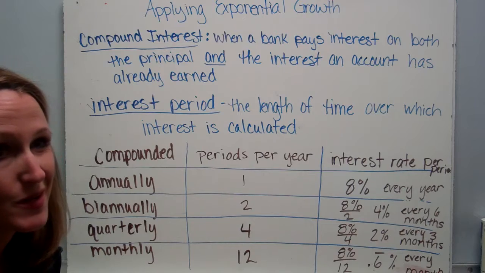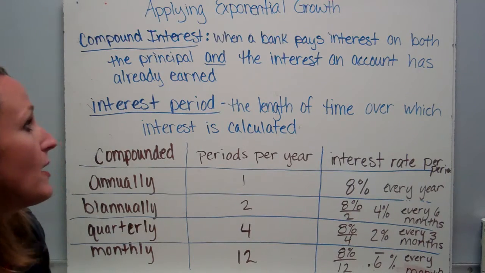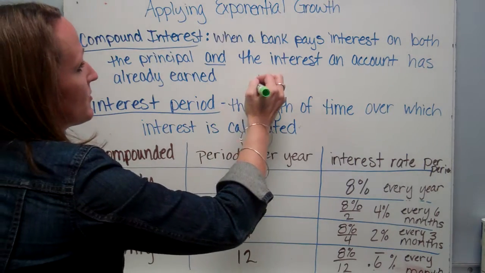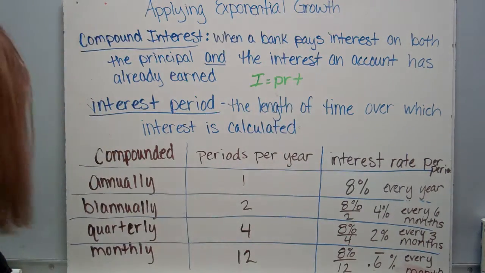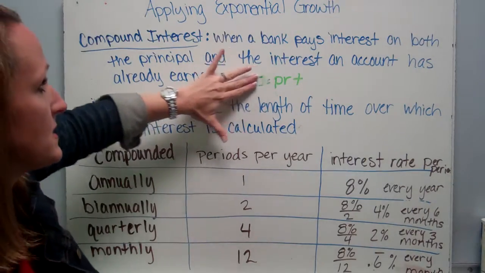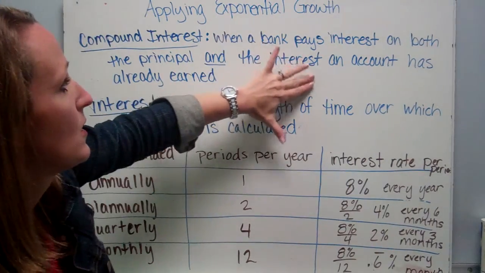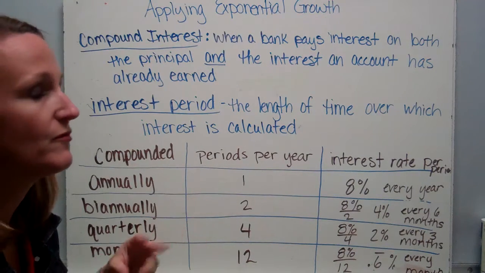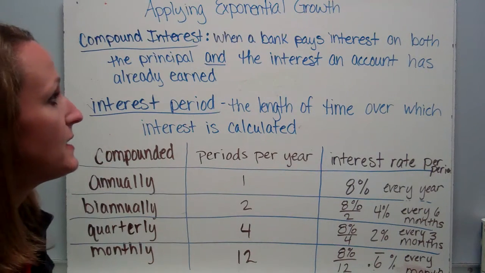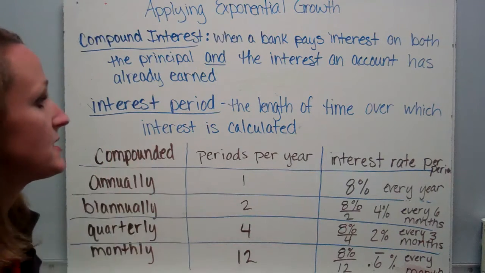We've talked about basic interest, where you learned this formula, I equals PRT. We learned that in 6th grade. This is compound interest. This is actually a little more involved. An interest period is the length of time over which interest is calculated.